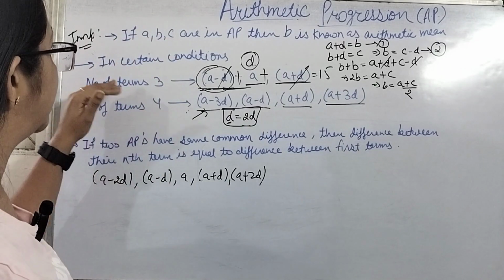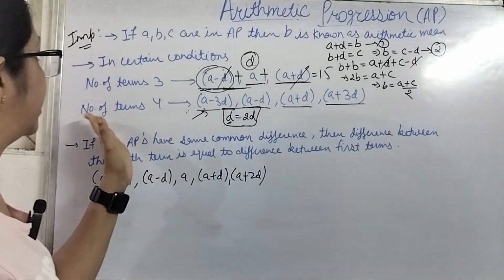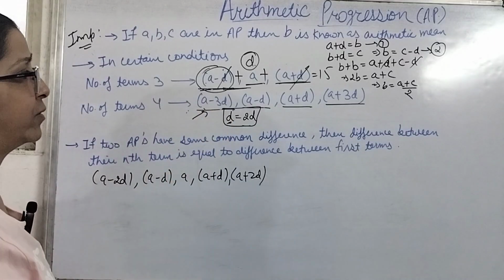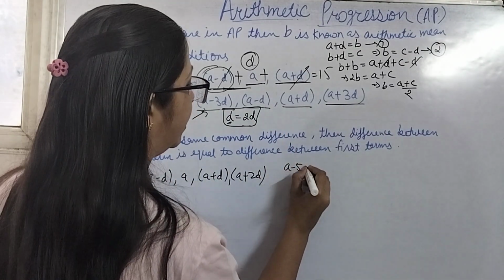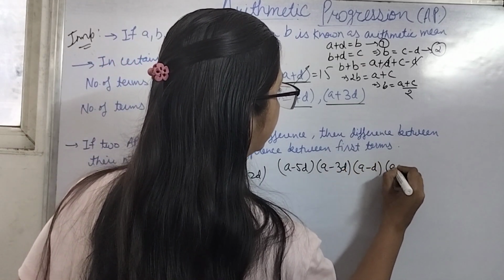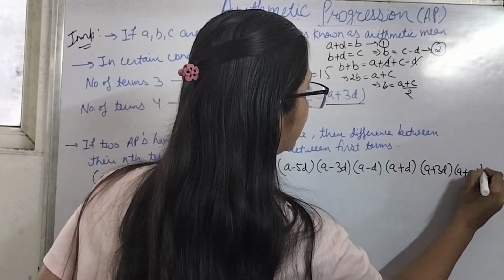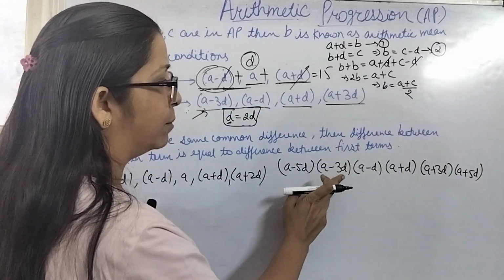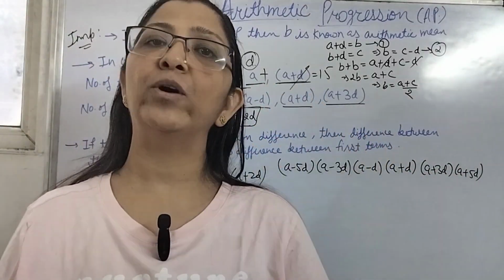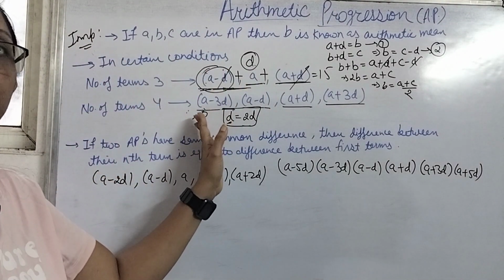But it is always convenient to take these as the terms. Whenever it is odd, take these. Whenever it is even, it will be like that. And if instead of 4, 6 terms are given, we will take it as a minus 5d, a minus 3d, a minus d, a plus d, a plus 3d and a plus 5d. So from here minus 5d plus 5d cancel, minus 3d plus 3d cancel, minus d plus d cancel, and we will get an equation in one variable only. So hope it is clear how to take the terms if it is odd or if it is even.